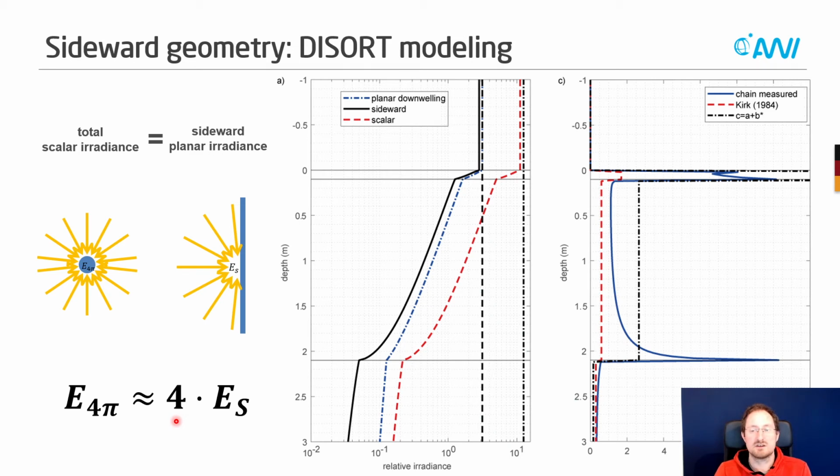So this is very interesting because also for most biological studies you actually want to have scalar irradiance for the correct light levels that are available for algae, and not just planar irradiance as the physicist likes to measure it.